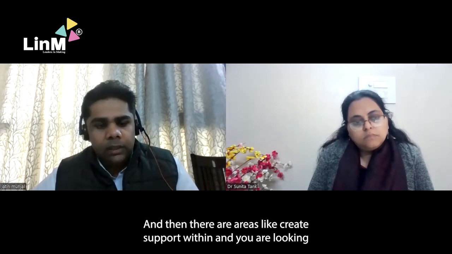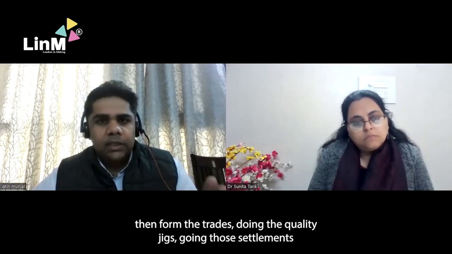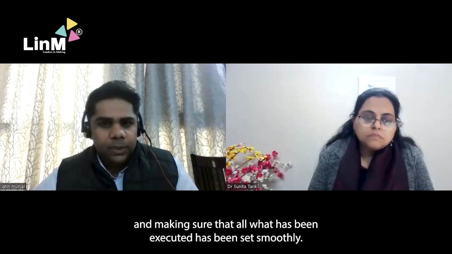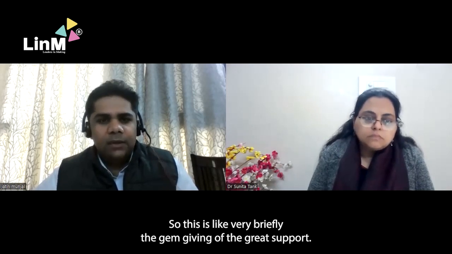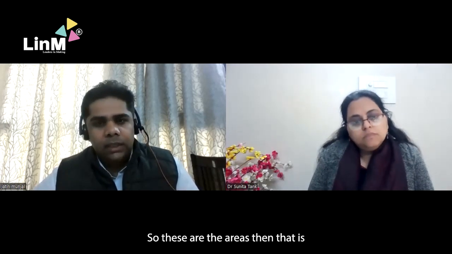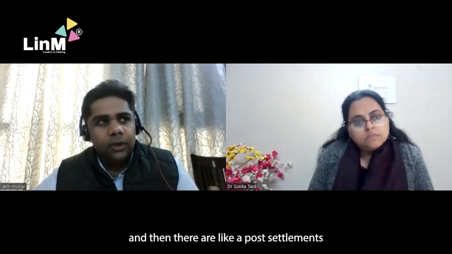Then there are areas like trade support, wherein you confirm the trades, do the quality checks, do those settlements, and make sure that everything that has been executed has been settled smoothly. This is a very brief overview of trade support. So these are the areas. Then there is settlement, and then there are post settlements.